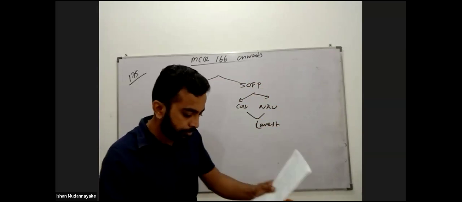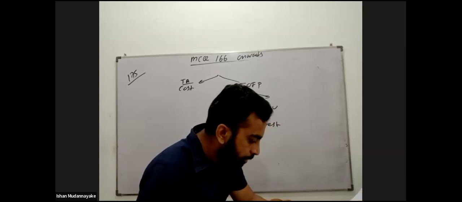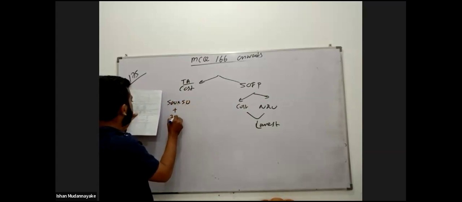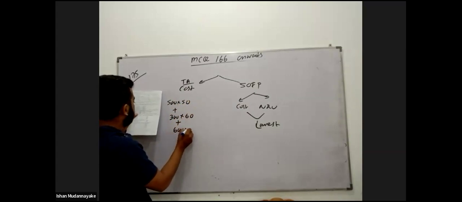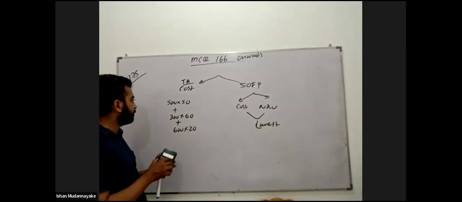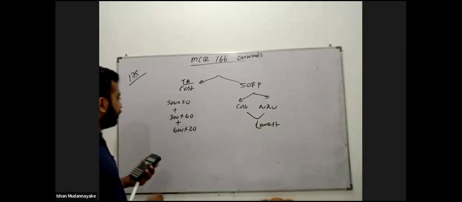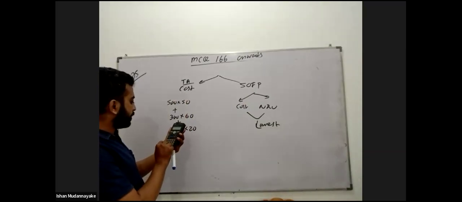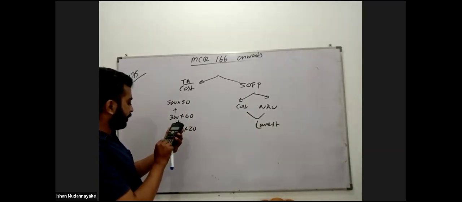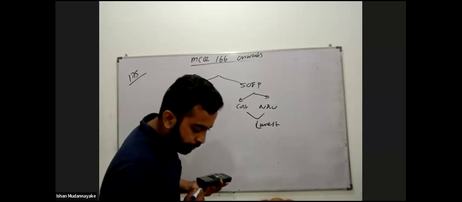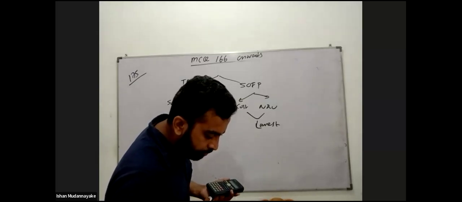Then my total cost, how much? Item A: 500 into 50, plus 300 into 60, plus 600 into 20. Cost of the stock.